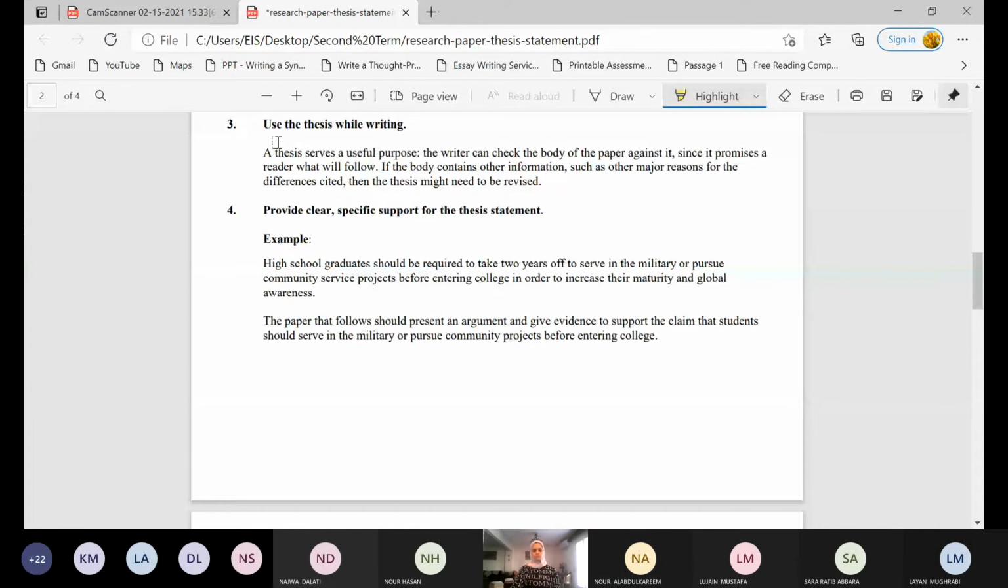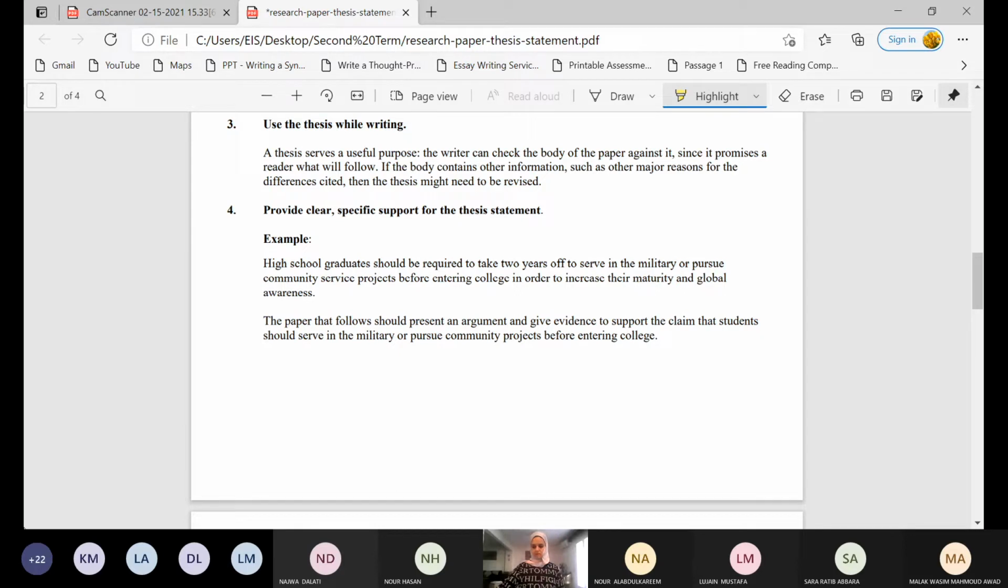Use the thesis while writing. A thesis serves a useful purpose. The writer can check the body of the paper against it, since it promises a reader what will follow. If the body contains other information, such as other major reasons for the differences cited, then the thesis might need to be revised. So here you use the thesis while writing. It tells the reader that you are going to read about that and that and that. I will know from what? From the thesis statement.